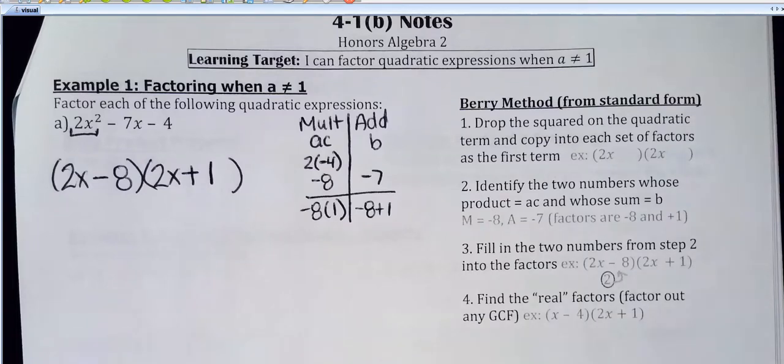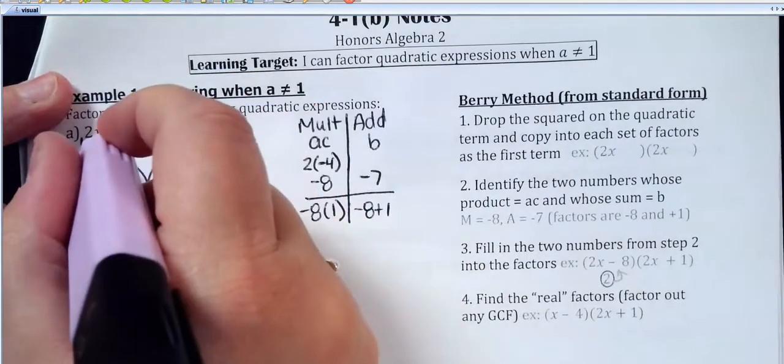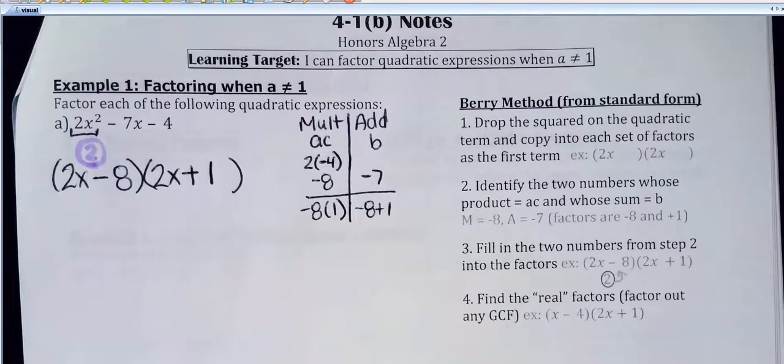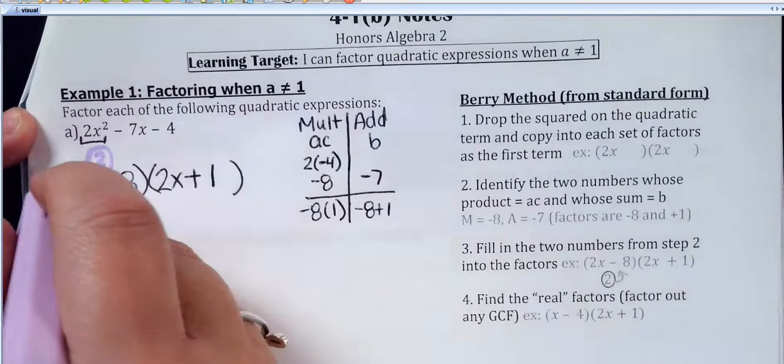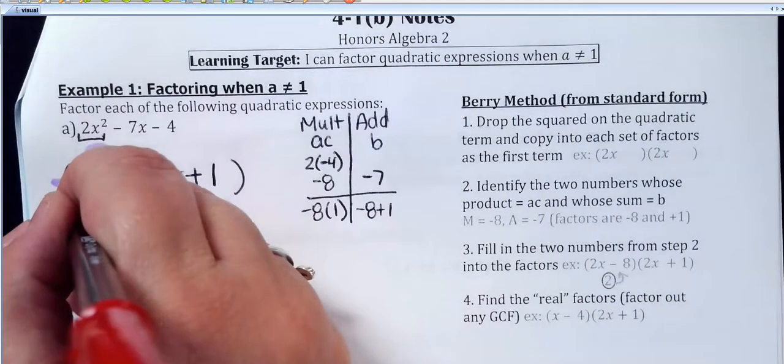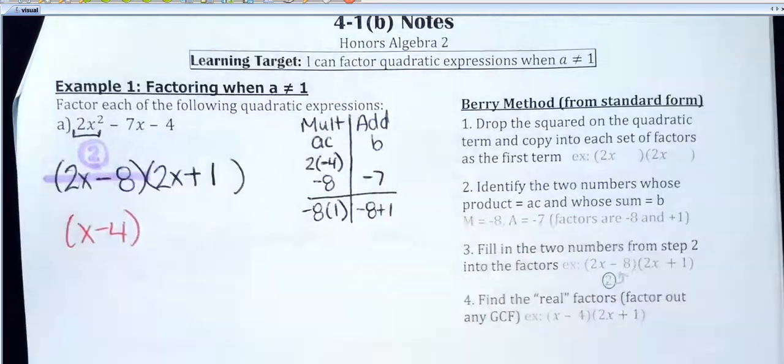Now I know this is weird, but this is not factoring something out. You don't pull anything out in front of the problem. It just means that 2x minus 8 is not the real factor. To get the real factor, it's almost like reducing a fraction. I'm just going to divide both of those terms by whatever they have in common to get the actual answer. So the real factor there should have been x minus 4.